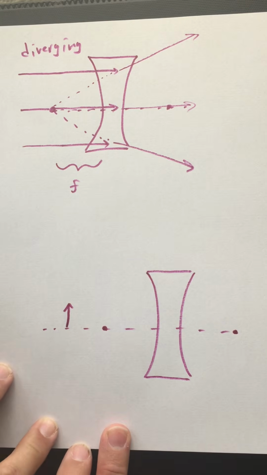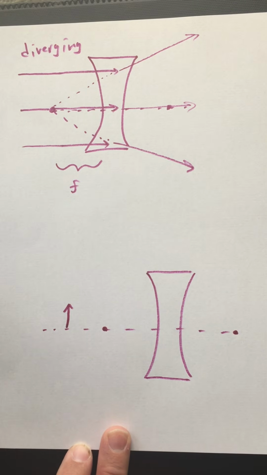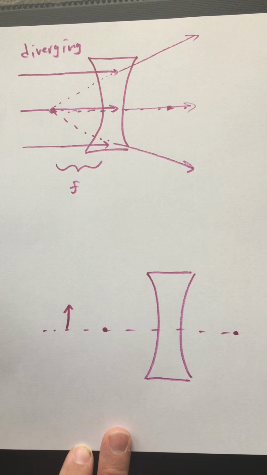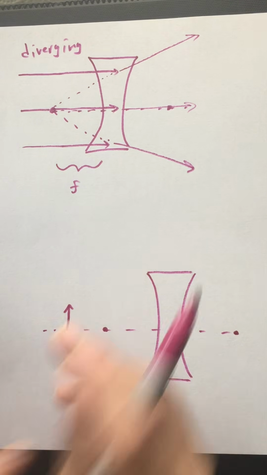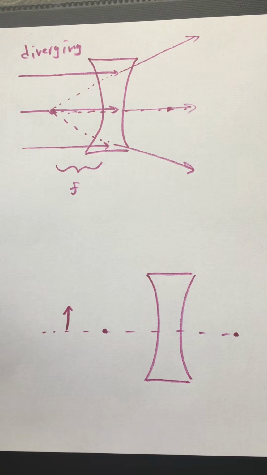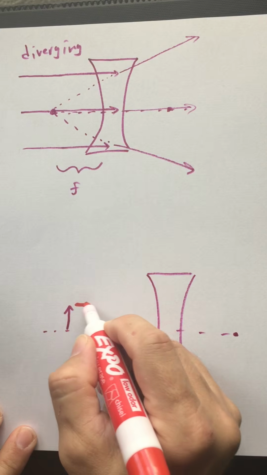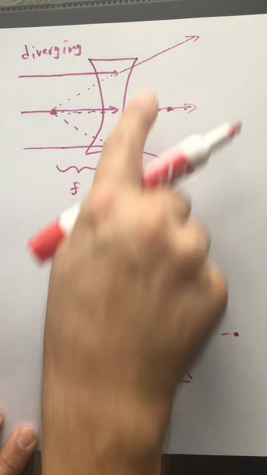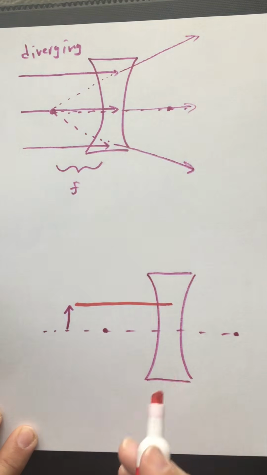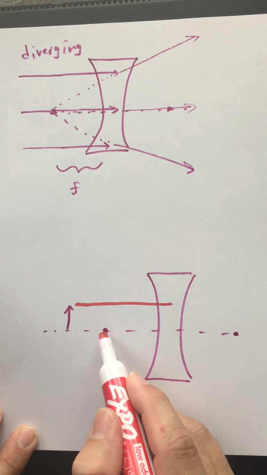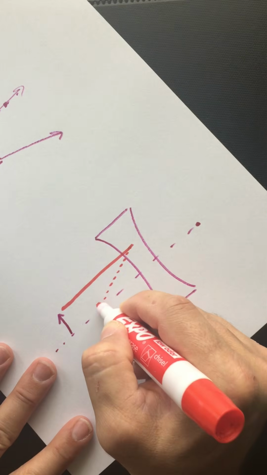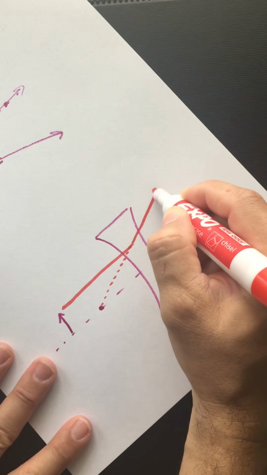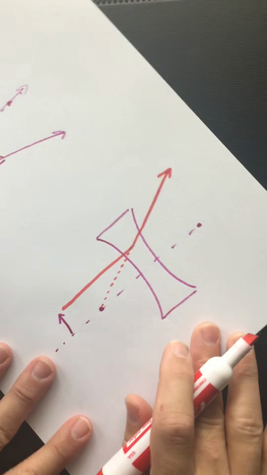And now I look at my ray tracing rules, which again, if you're in my class, they're in your Canvas. If you're not, here they are. A ray that comes in parallel to the axis, like this, we see what that does. It diverges in such a way that it seems to come from the focal point. So I'm going to trace that line back, and then this goes off like that.